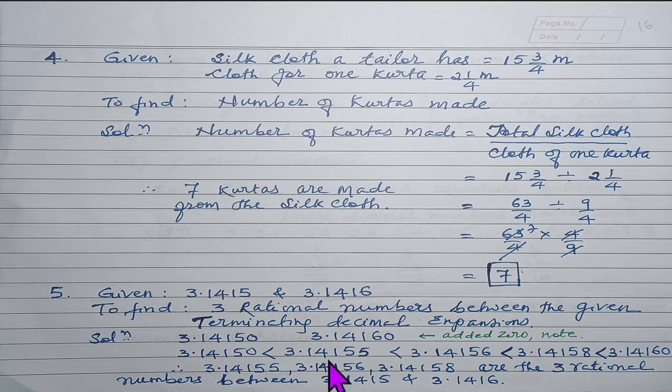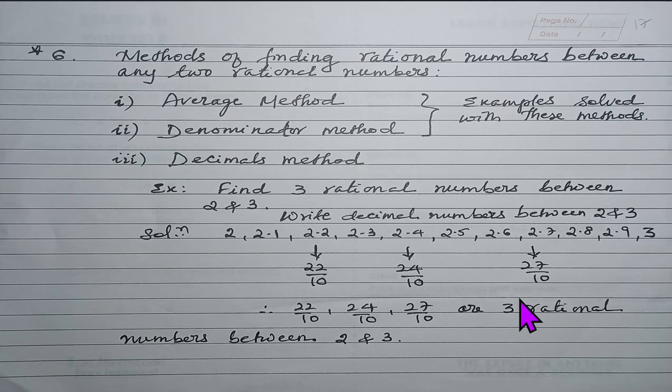These three decimal expansions 100% represent rational numbers because they are terminating decimal expansions, and terminating decimal expansions definitely represent rational numbers. That is how we have found the required three decimal expansions which represent rational numbers between the given two decimal expansions. A very simple example, try to remember that.